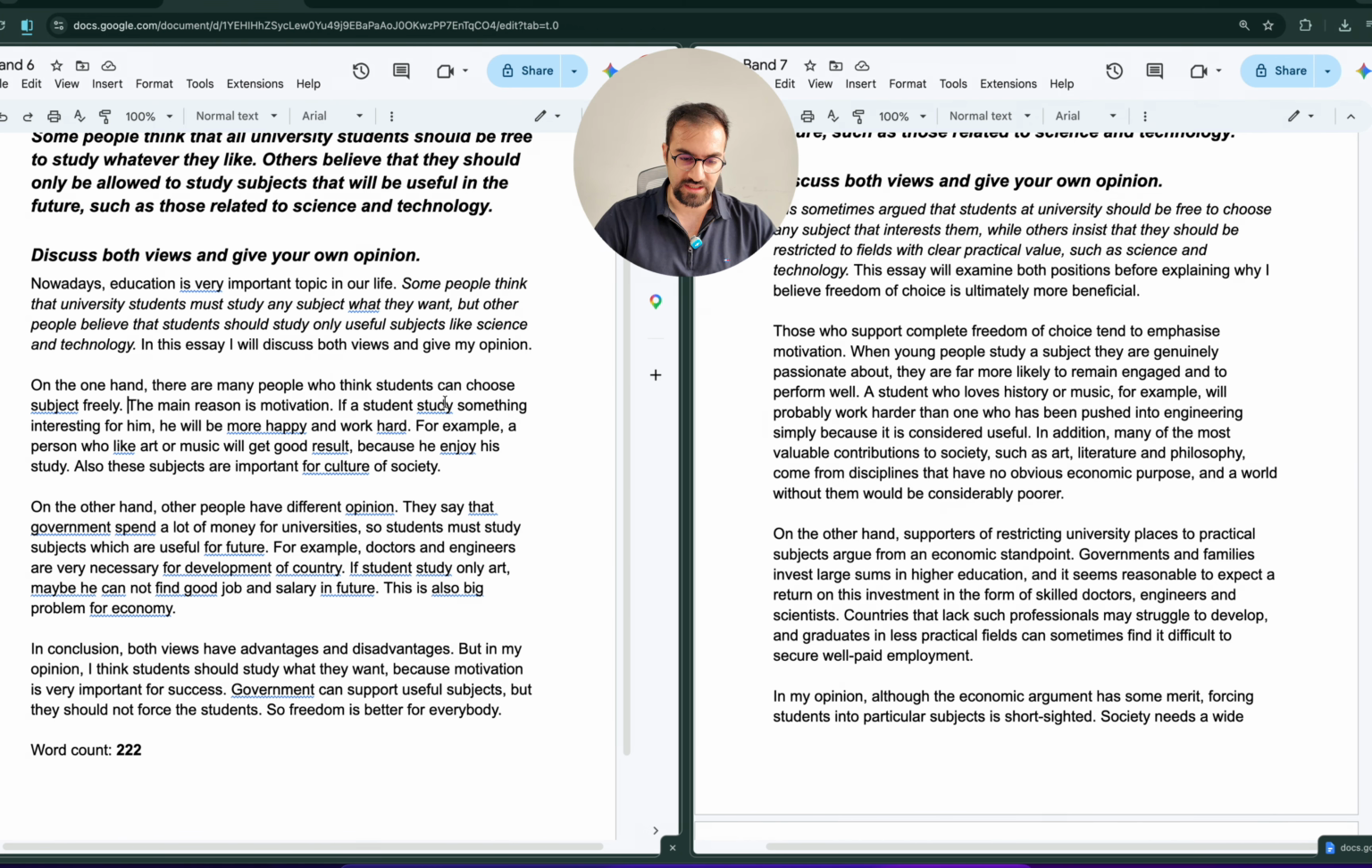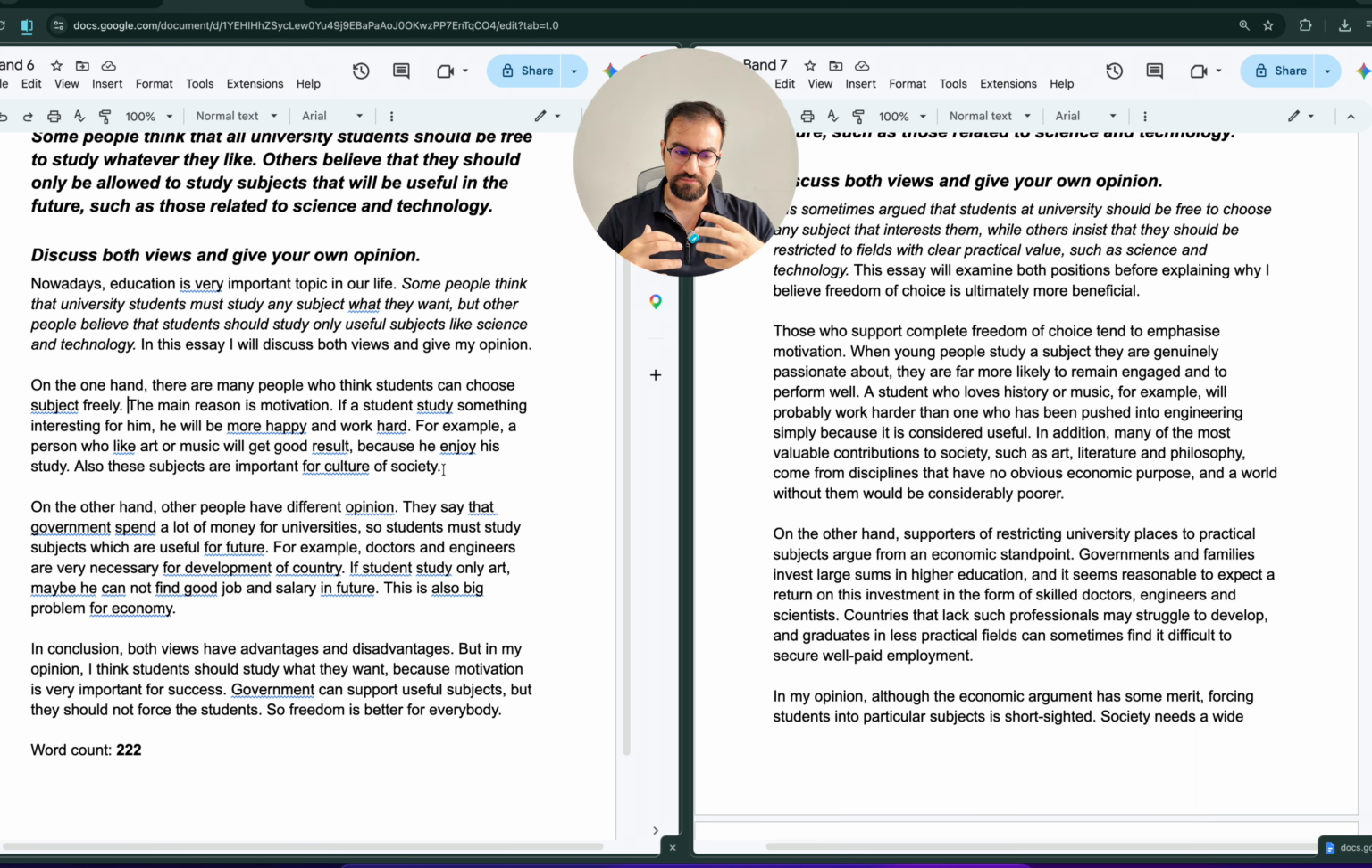"If a student study, here is a grammatical error, studies, it has to be something interesting for him, he will be more happy and work hard." So there are some obvious grammar mistakes. This is some sort of explanation: if a student studies something interesting for him, he'll be happier and work harder. "For example, a person who likes art or music will get good result because he enjoys his study. Also, these subjects are important for culture of society."